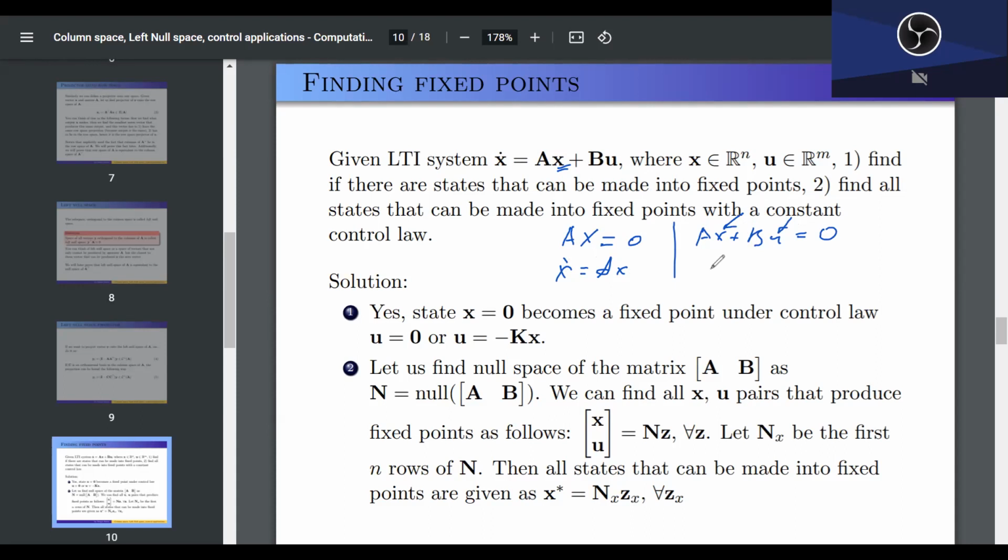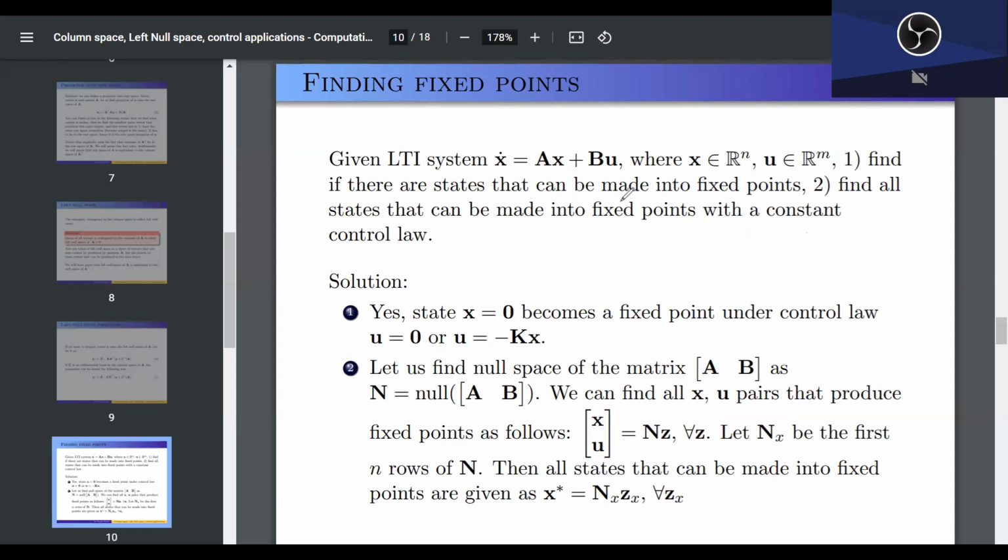Now, find all states that can be made into fixed points with a constant control law. What do you mean by constant control law? It means that u is equal to some u star and nothing else. So it's just a constant-in-time control input.